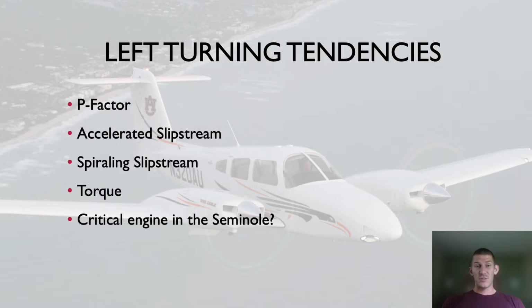Spiraling slipstream gives you a yawing motion to the left. This is based on pressure differences based on Bernoulli's principle. Air moving faster has less pressure. Air moving slower has greater pressure. On the right side of the plane, the greater pressure is on the inboard side, the less pressure is on the outside, so the air is directed away from the tail of the plane.